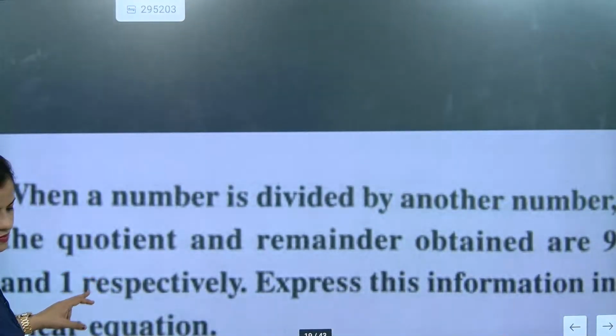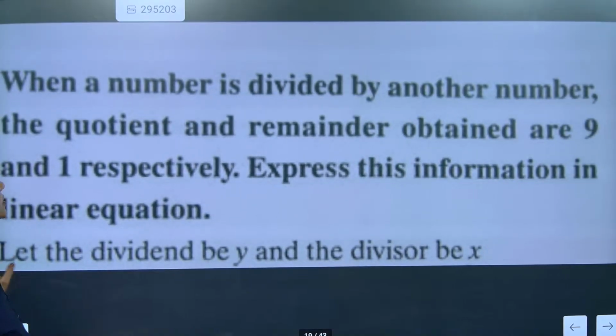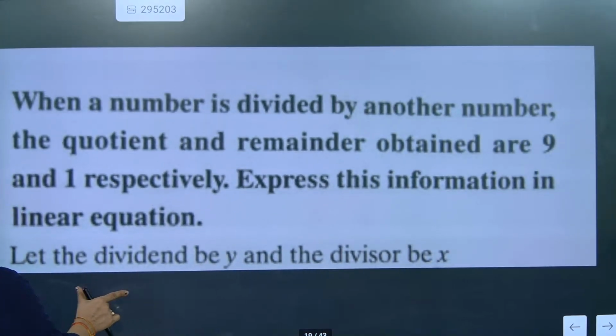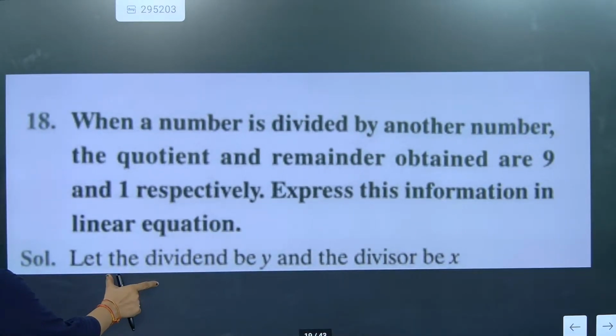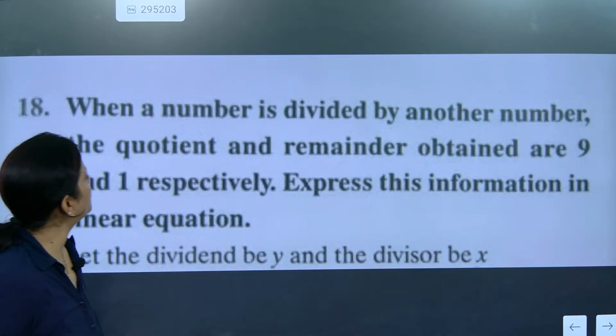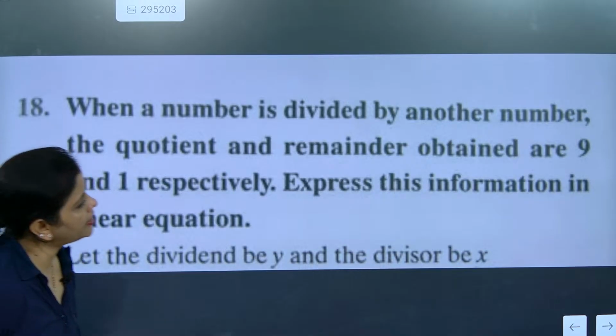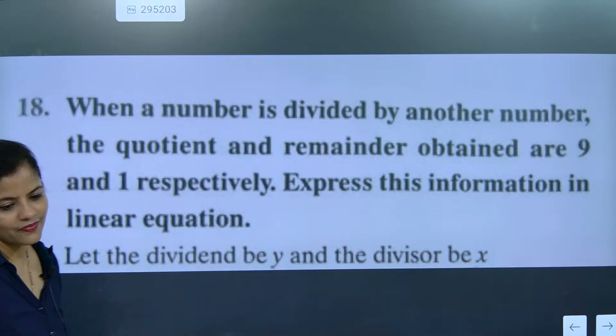Ready? Okay, this is a good question. Shall we go for this question, beta? Is it visible fully? Children, see. When a number is divided by another number, the quotient and remainder obtained are 9 and 1 respectively. Express this information as a linear equation. Okay?